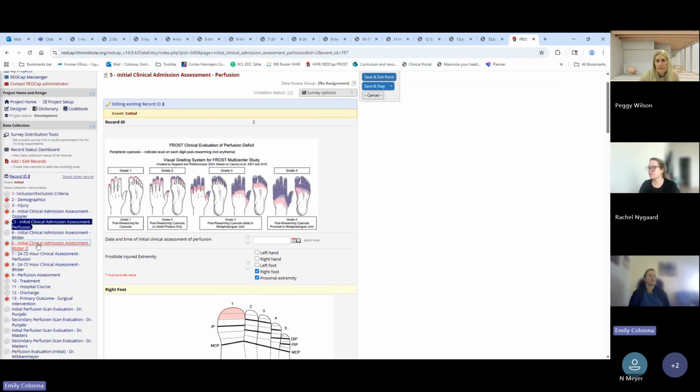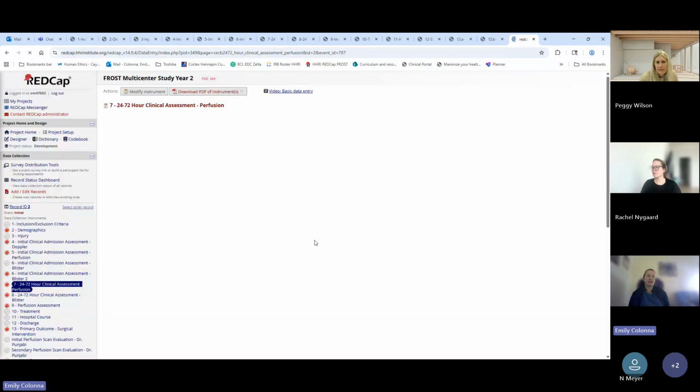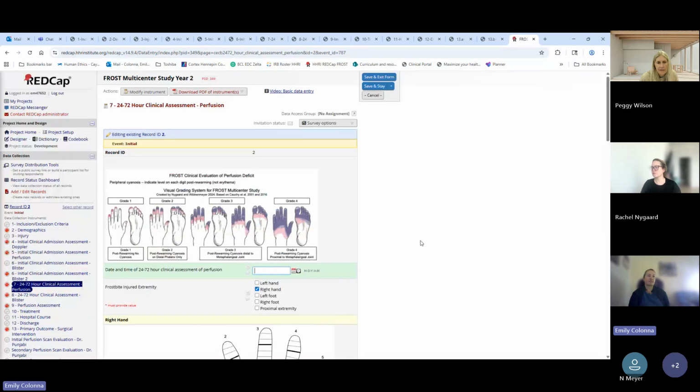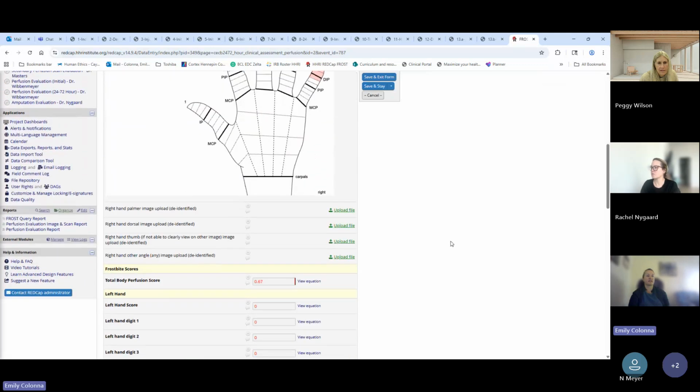And then I'm going to jump to 7 real quick. It's exactly the same as the one I just showed you, but we're interested in how the frostbite looks 24 to 72 hours later, because the presentation can look more impressive after the first day or so. So it might change on the severity that you see of how deep and how far the frostbite goes. And there's another place to upload photos there.